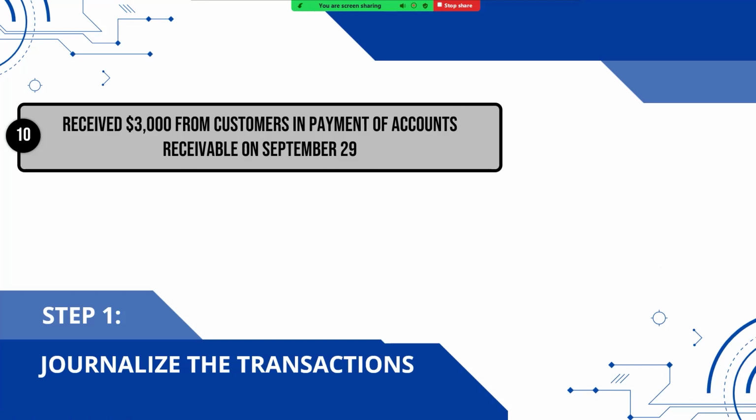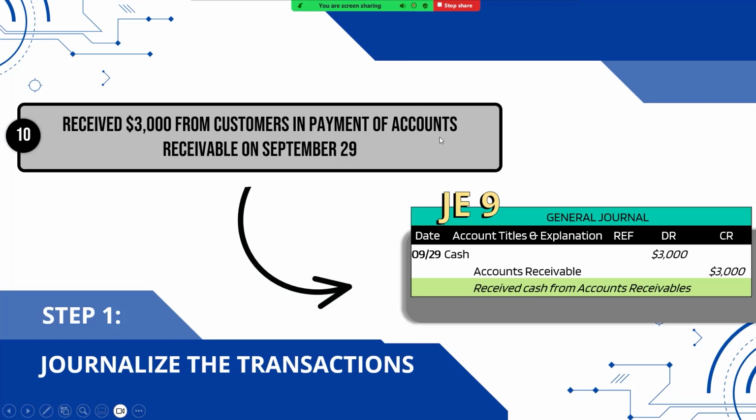And then last three would be in number 10, receive 3,000 from customers. So basically, our accounts receivable went down. So that's a credit accounts receivable. But we received cash. So that would be debit cash. And therefore, our journal entry would be debit cash, credit accounts receivable for the 3,000 amount.